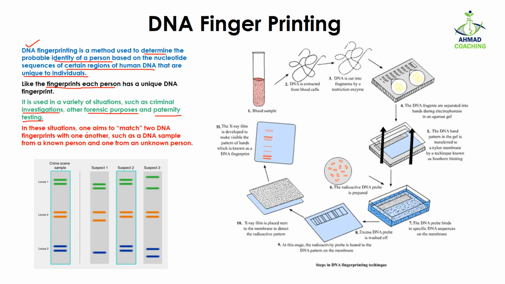In these situations, one aims to match two DNA fingerprints with one another, such as a DNA sample from a known person and one from an unknown person. For example, a crime happens somewhere, so the police collect samples from the crime scene and perform DNA fingerprinting. Now they have some suspects, so they also run the fingerprinting of three suspects and match it with the fingerprint they collected from the crime sample.